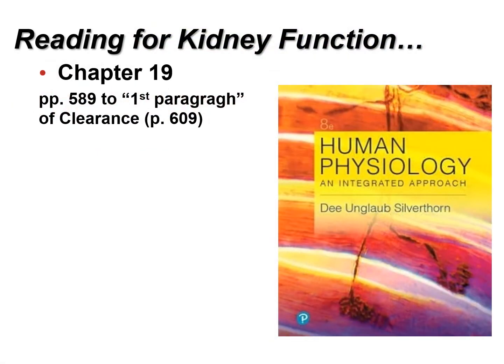Given that the kidney is a very complex system, there's a lot to talk about, so we're going to limit this chapter a little bit to pages 589 through the first paragraph in the definition of clearance, page 609 in this edition of Human Physiology.